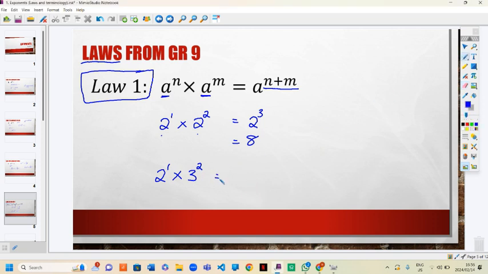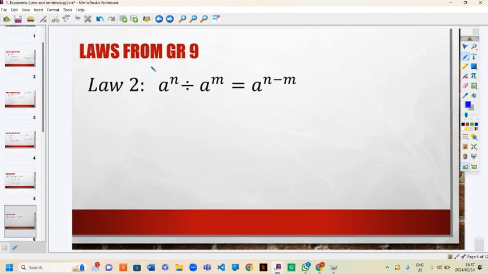We've got 2, which is just 2, multiplied by, what is 3 squared? 9. And what is 2 times 9? 18. Then we just do that normally. Only add the exponents when the bases are exactly the same. I think that makes sense. Go to law 2 here.